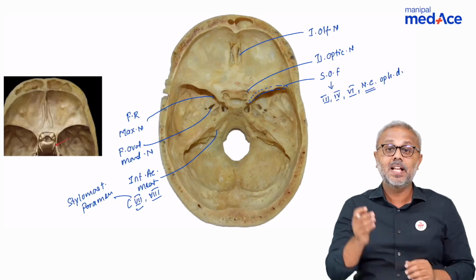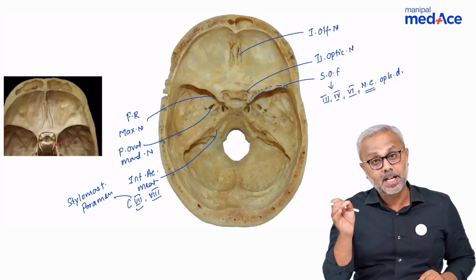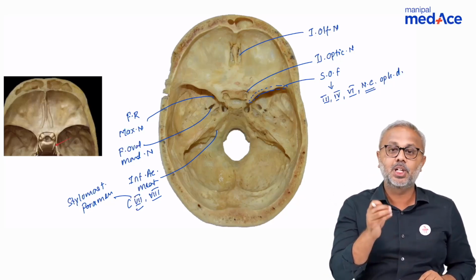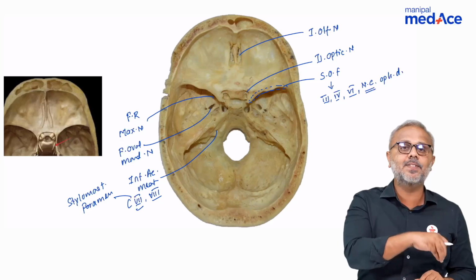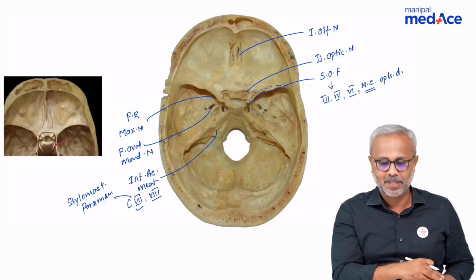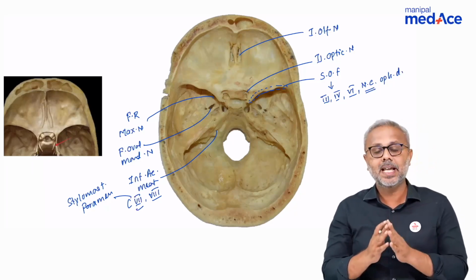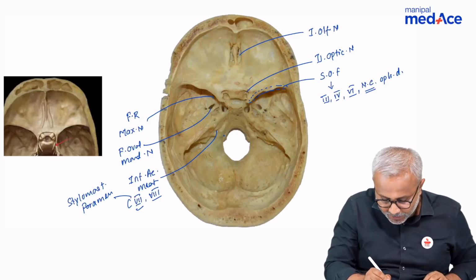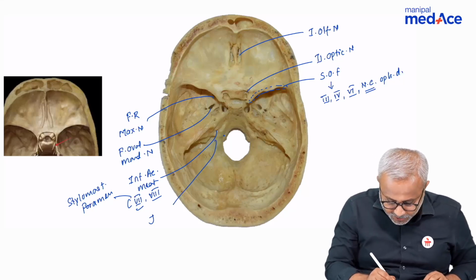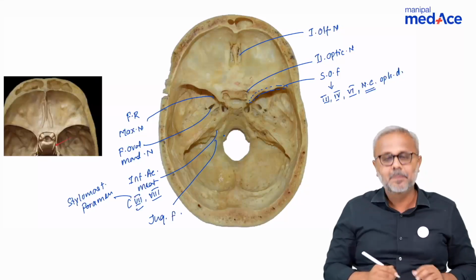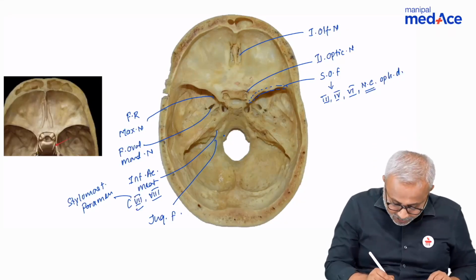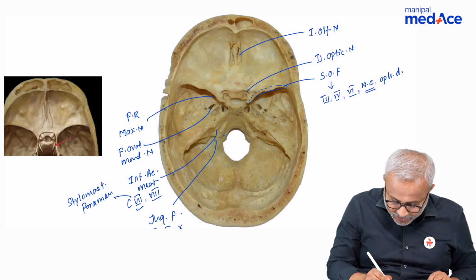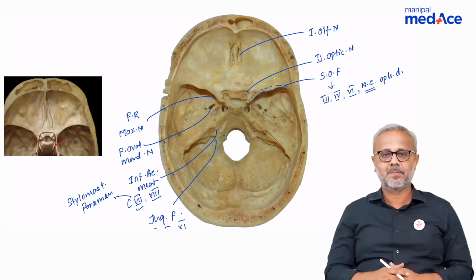How facial nerve exits the skull? It enters through internal acoustic meatus to enter the middle ear and then leave the skull through stylomastoid foramen. Then what about the 9th, 10th and 11th cranial nerve? Remember, the 9th, 10th and 11th cranial nerve are present in the jugular foramen. Okay, now jugular foramen will allow for the passage of 9th, 10th and 11th cranial nerve.